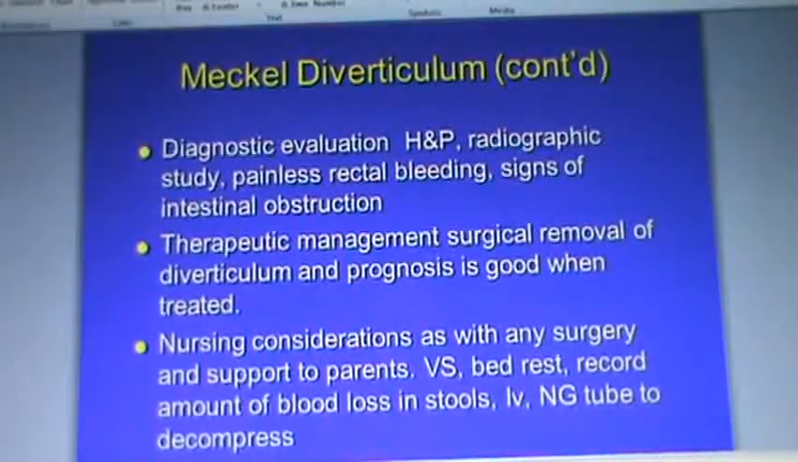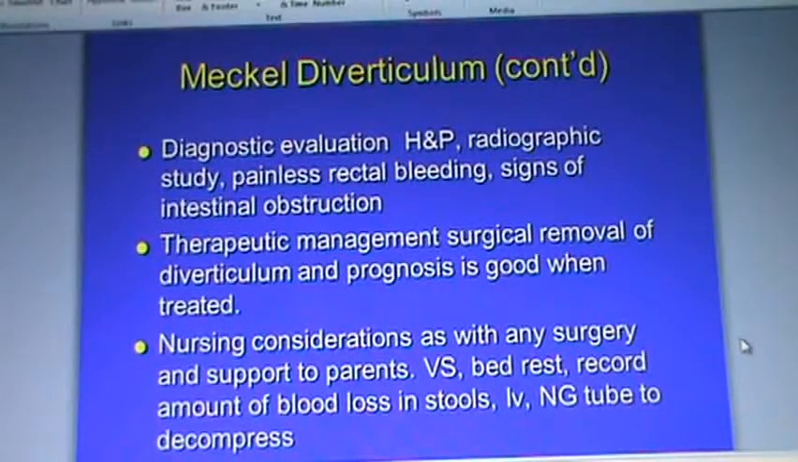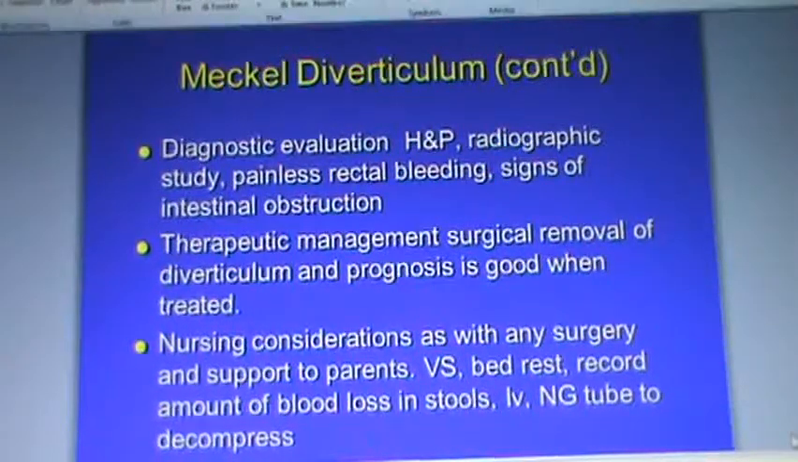Diagnostic evaluation is a H&P, radiographic study, painless rectal bleeding, signs of intestinal obstruction. Therapeutic management is surgical removal of the diverticulum, and prognosis is good when treated. Nursing considerations, as with any surgery, and support to parents. Vital signs: bed rest, record the amount of blood lost in the stools, and IV, NG tube to decompress.